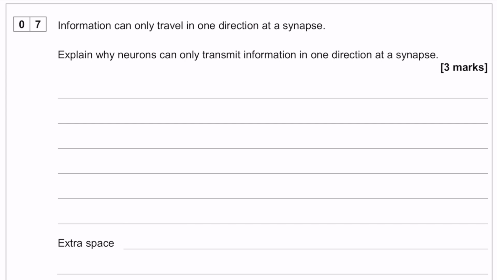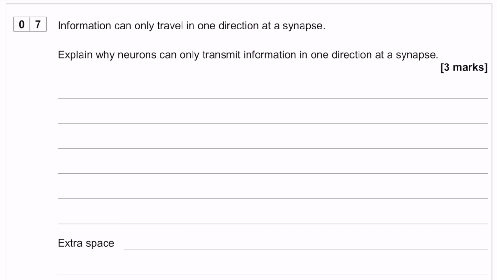Okay, so the question's a little bit repetitive, but it's a 3-marker, and effectively you need to explain why information can only travel in one direction. Now there are 2 pieces of information that you need to have to answer this question and get the full 3 marks. You need to understand the basic process of synaptic transmission. Even though you're not going to have to explain it for the question, you still need to understand how it works, and you also need to understand the basic structure of a neuron.